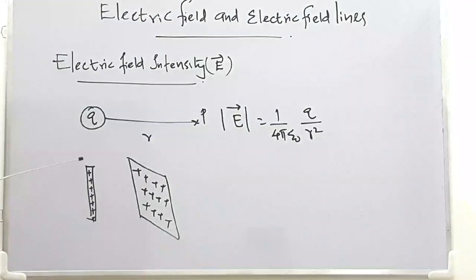Now, if the charge distribution is like this, that is a line charge distribution, or like this, there is a surface, so it is a surface charge distribution, then the equation for electric field intensity will be different, that we will be discussing later.